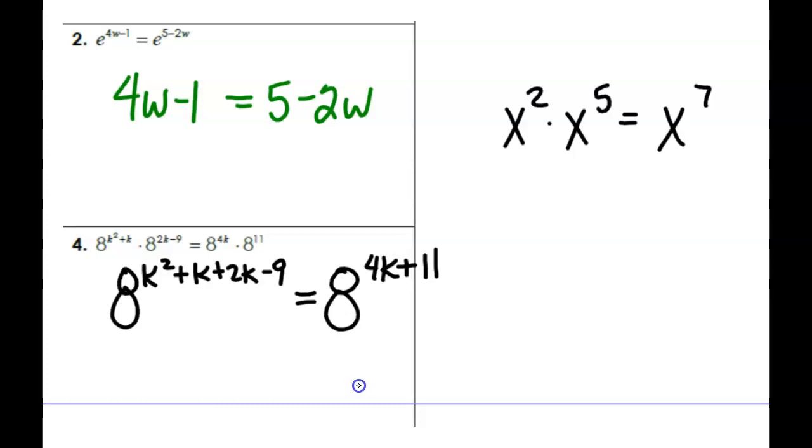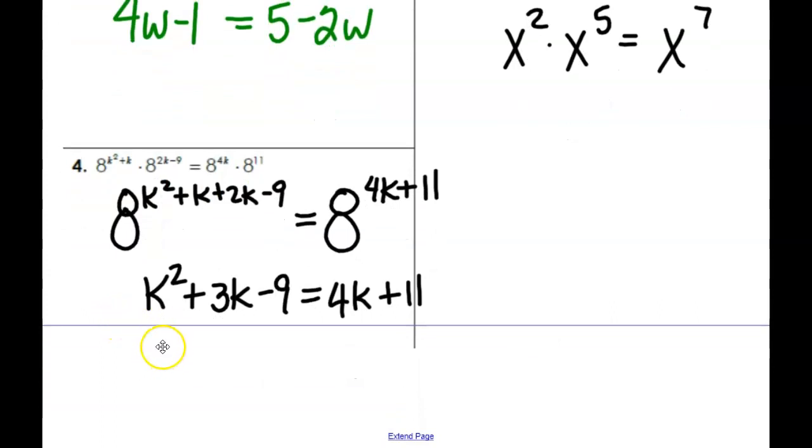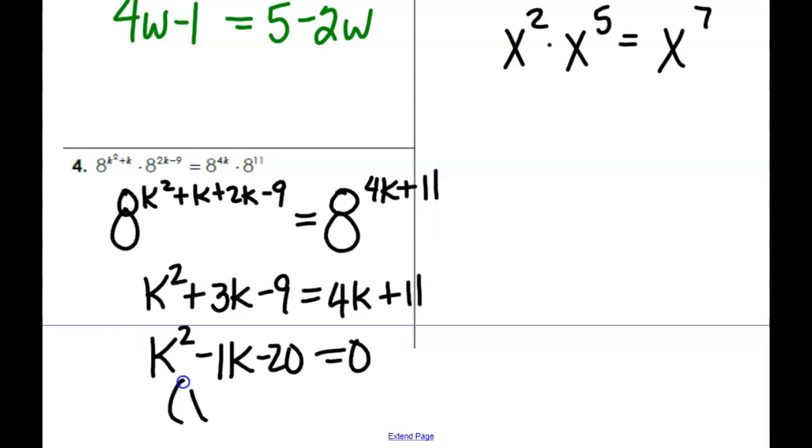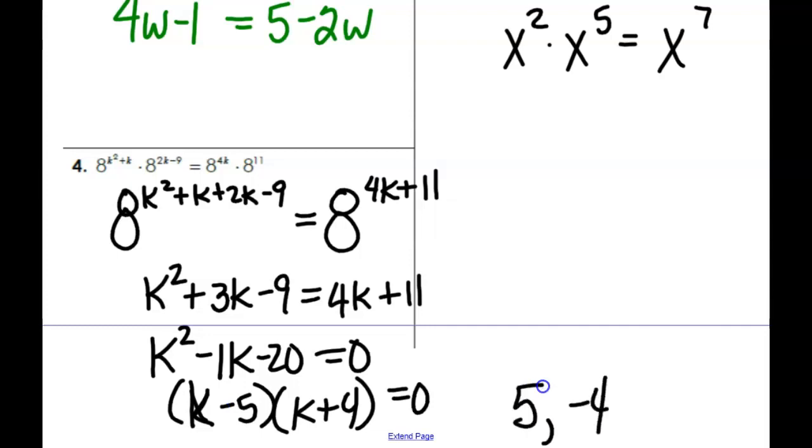got a hot mess, but what can we say right now? Can we get rid of those 8s and just say those exponents must be equal? I combined my like terms now. If you don't want to even bother to copy this down, you don't have to. It would solve k minus 5, k plus 4. So you would get 5 or negative 4.